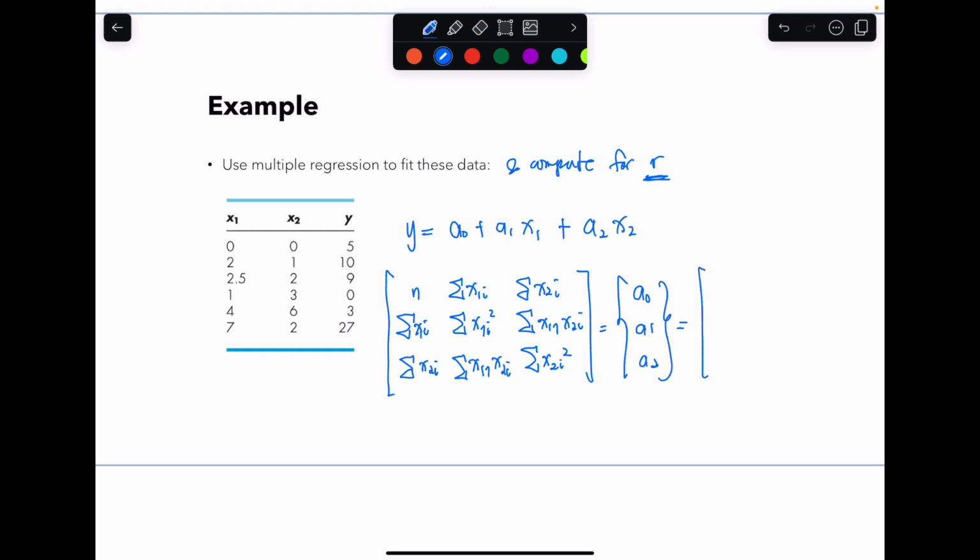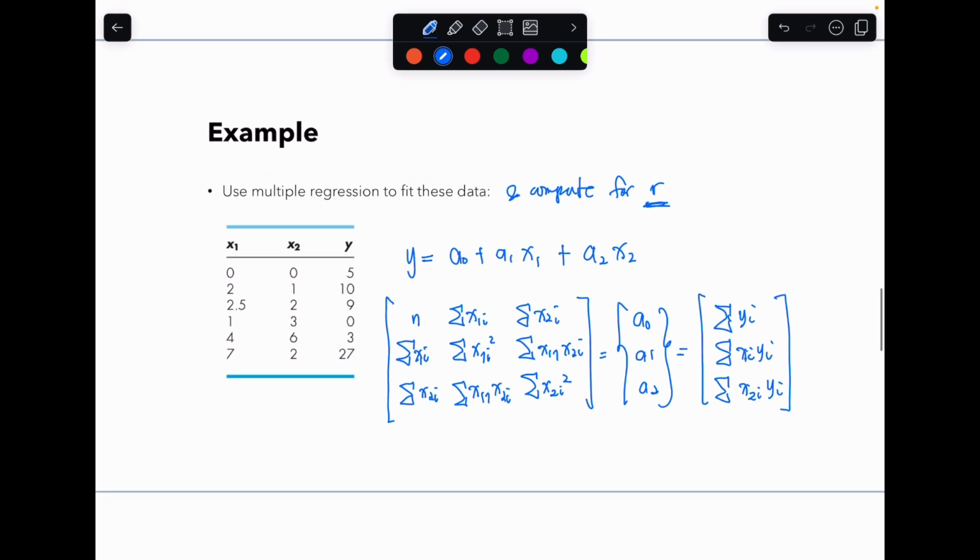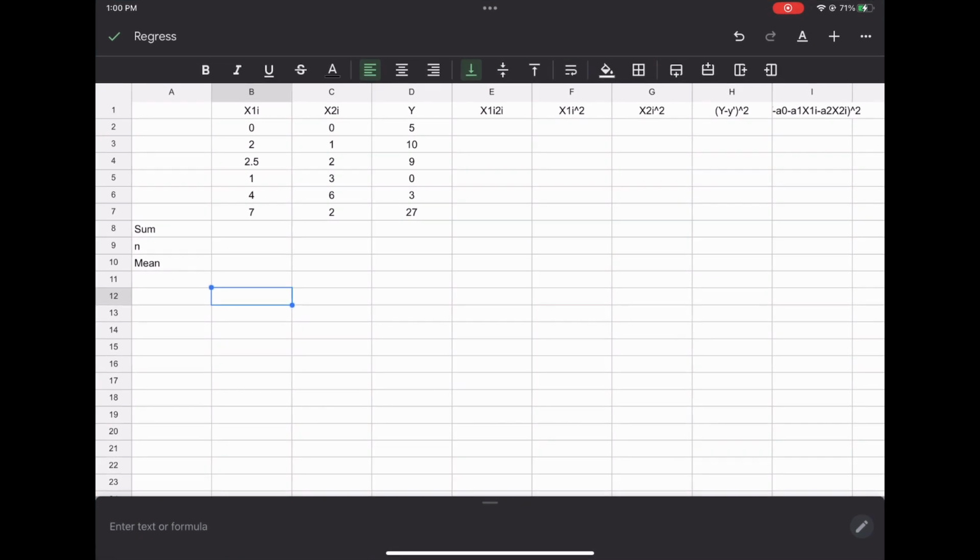and that would be equal to the summation of y sub i. The next one is x sub i, y sub i. And then the summation of x sub 1i, x sub 2i, y sub i. These are the variables that we need to compute for a sub 0, a sub 1, and a sub 2. To do that, I'll use Excel.